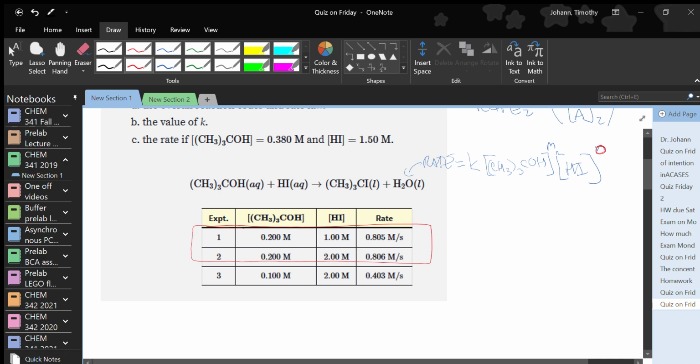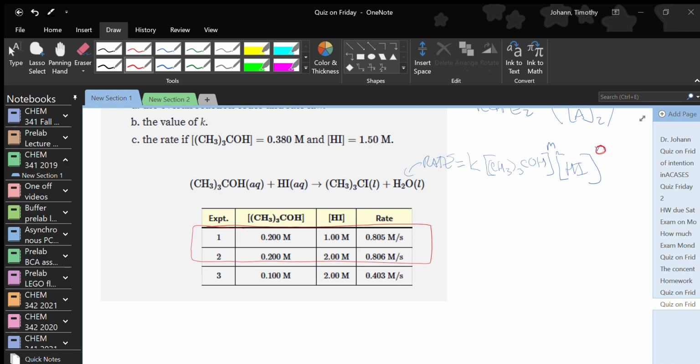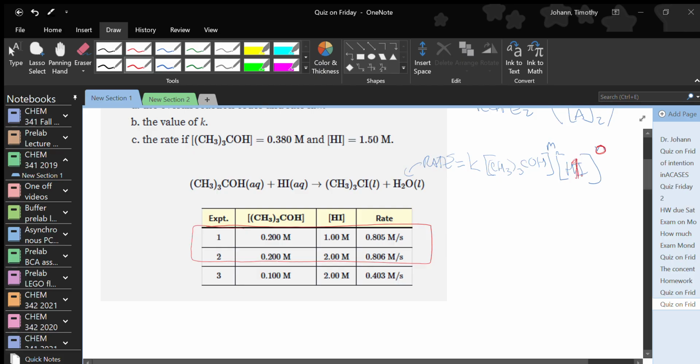Something raised to 0 is what? 1. So that becomes 1, and it's going to go away, right? Okay, so we don't need to worry about that.